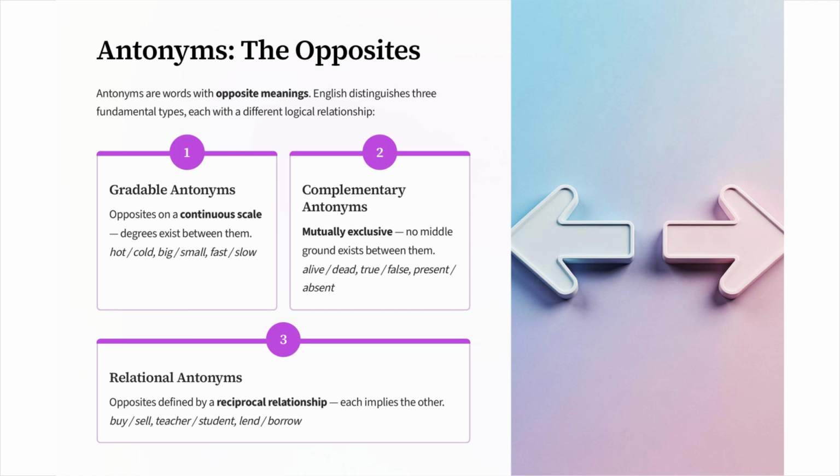The second type is complementary antonyms. These are mutually exclusive opposites with no middle ground. Examples include alive and dead, true and false, present and absent. Here, one condition excludes the other. The third type is relational antonyms. These describe opposite roles within the same relationship. For example, buy and sell, teacher and student, lend and borrow. One term implies the existence of the other. Understanding these categories helps us see that opposition in vocabulary can be logical, gradual, or relational depending on the meaning involved.